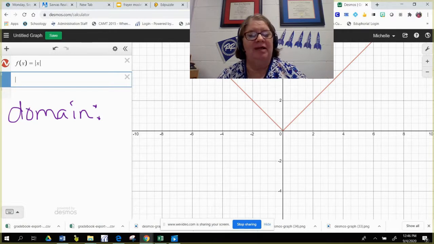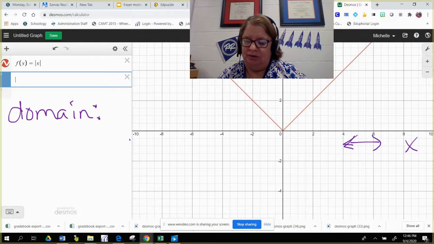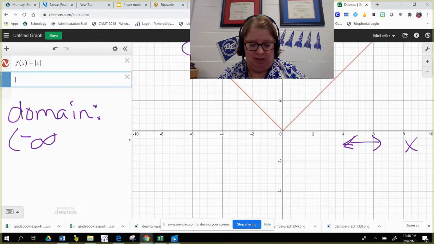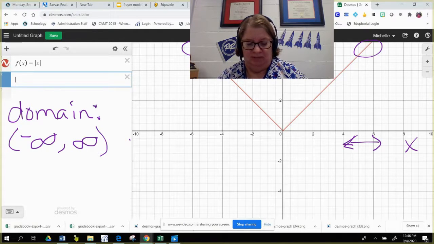Domain is the set of the x values. So we're looking along the x-axis. Okay, so we're looking at how far left and right this graph goes. If you'll notice up here, this just keeps going to the left, right? So we have negative infinity, and it keeps going to the right, positive infinity.